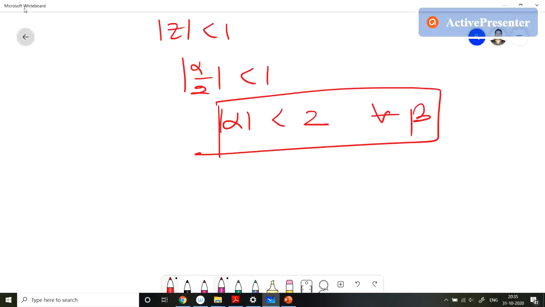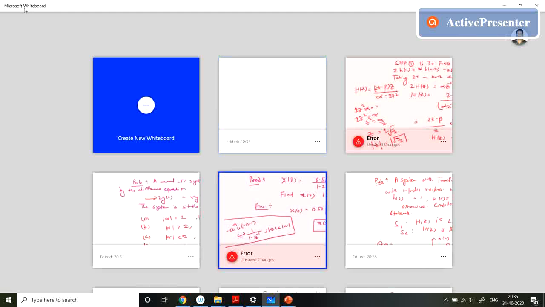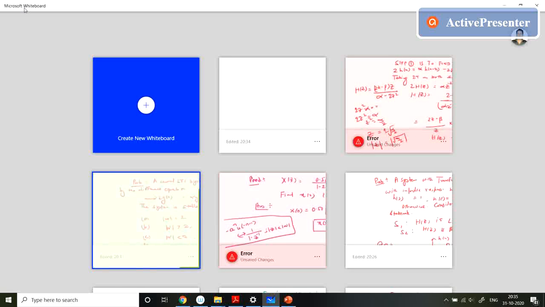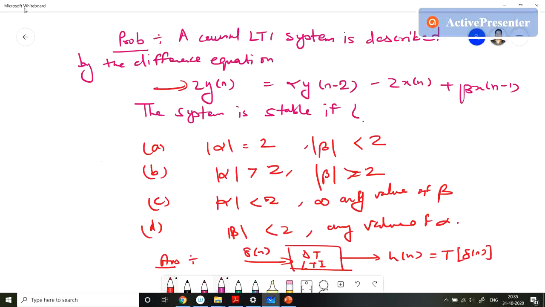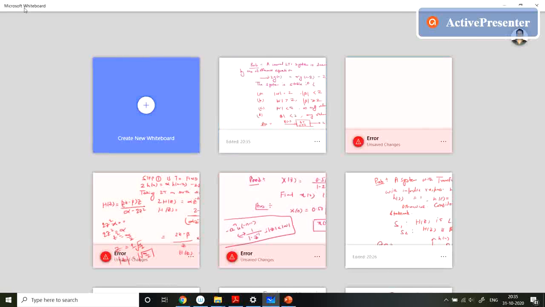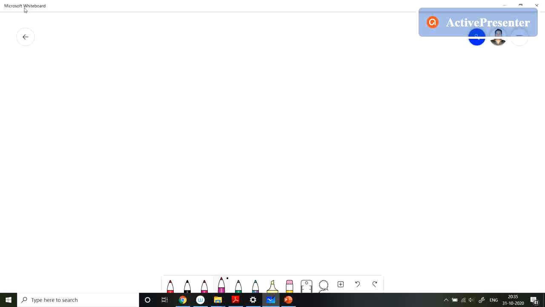So what is the C part? We can see here, okay, it is 4. So the correct option is C. So alpha is less than 2 for any value of beta. Now let us do another problem.